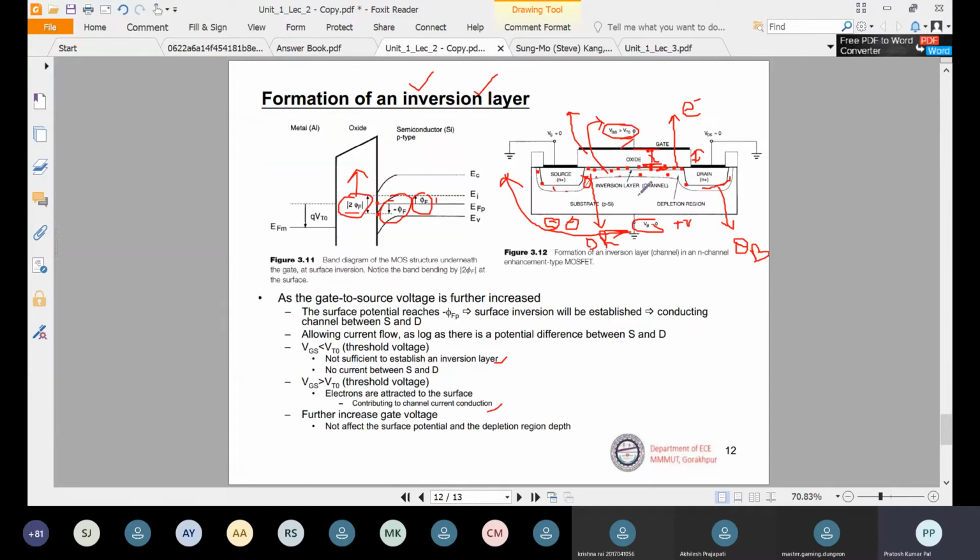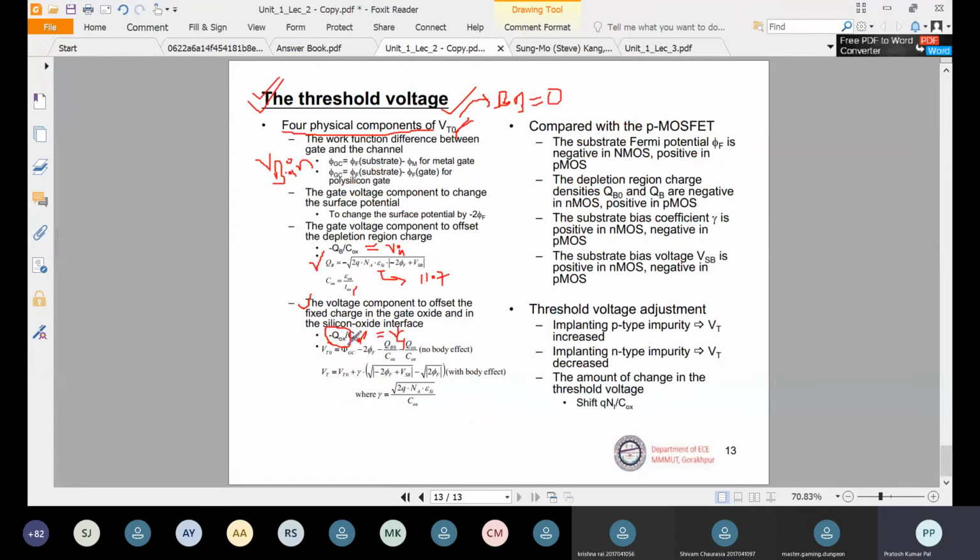द थर्ड वन विल बी बिकॉज ऑफ द डिप्लीशन चार्ज. डिप्लीशन रीजन में जो इमोबाइल चार्ज है उनको हमें रिमूव करना पड़ेगा. एंड द फोर्थ विल बी द चार्ज that are present, or you can say the offset charge that is present at the interface of these oxide का जो interface है, either मेटल के साथ और सेमीकंडक्टर के साथ, whatever charge are present, we need to compensate these charges also. ठीक है, तो उसके भी कंपोनेंट्स होने चाहिए.